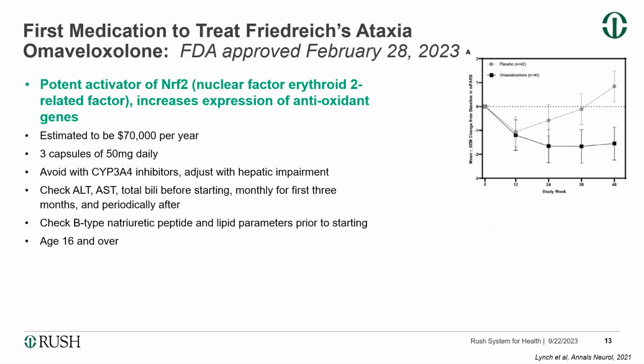So a few more comments about this particular medication. It is estimated to be about $70,000 per year. It is available, so you can write a prescription for this. It is sent through a specialty pharmacy. The patients take 3 capsules of 50 milligrams daily, all at one time. And if the patient is on a CYP inhibitor, you need to adjust it, because it can cause elevation of liver enzymes.